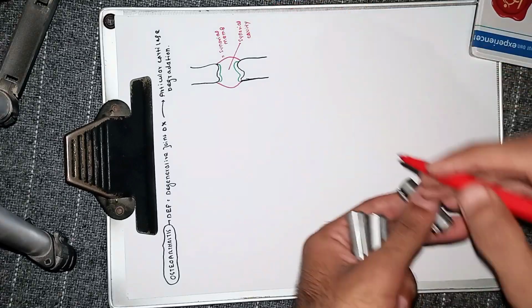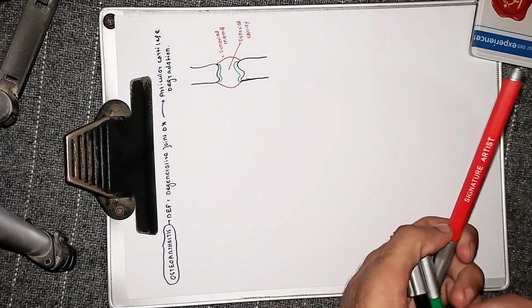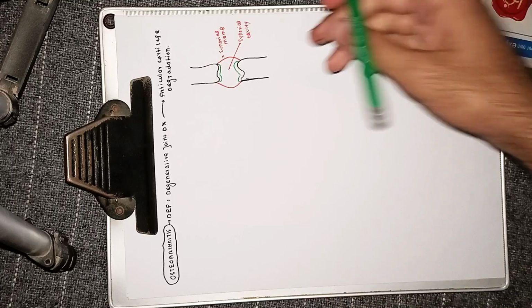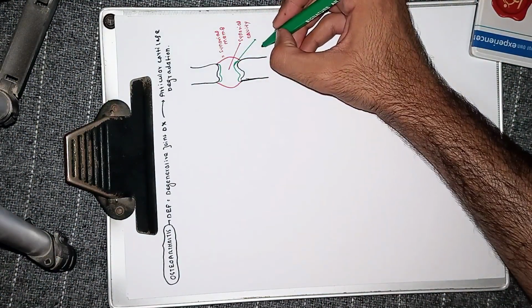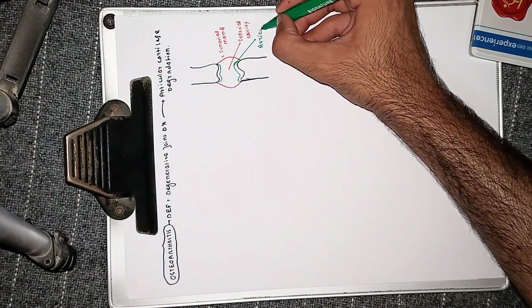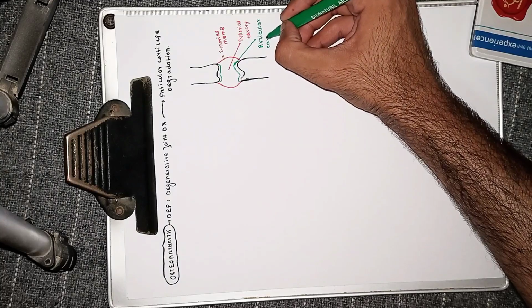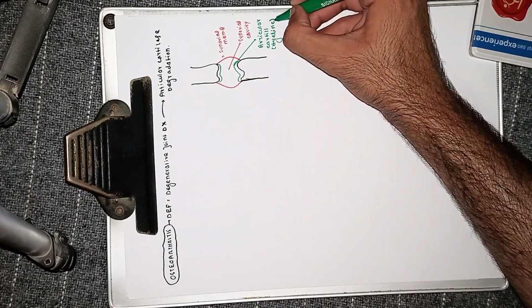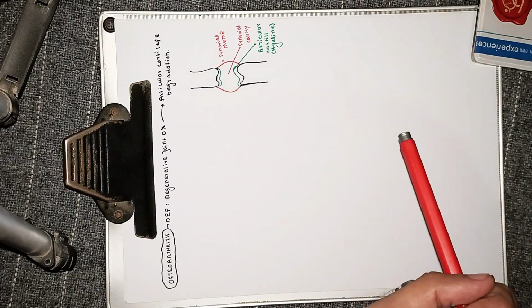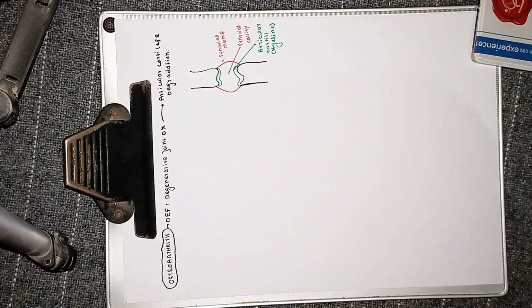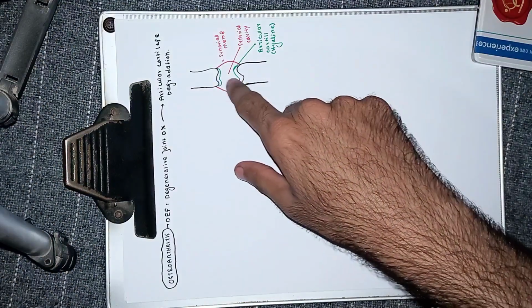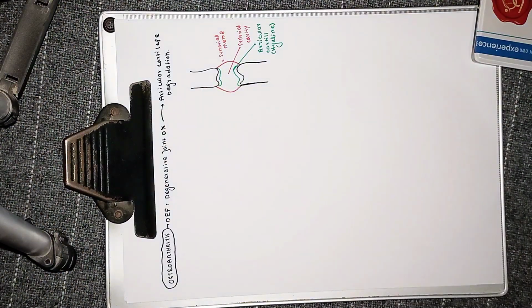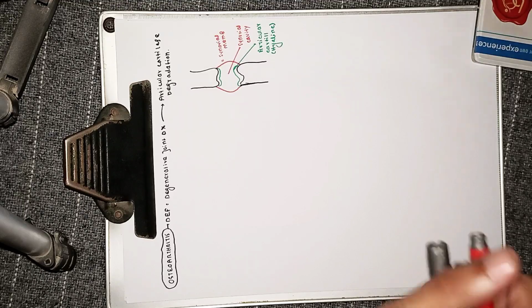Okay, and what is this green structure? This is the cartilage I was talking about. This is articular cartilage, and this articular cartilage is of hyaline variety. Okay, this is of hyaline variety. Three types of cartilage are there: fibrocartilage, elastic, and hyaline cartilage. This cartilage between two bones in a joint is hyaline cartilage, we call it articular cartilage.